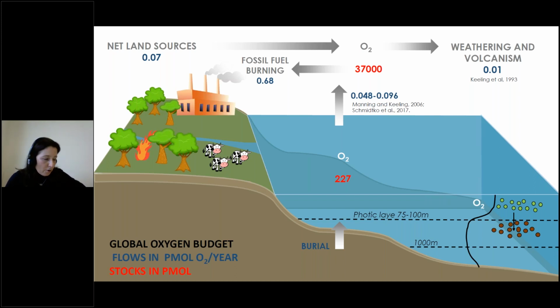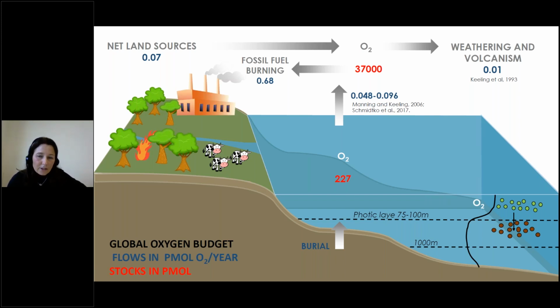And for the source of oxygen, we have a net land source that comes from the biosphere. For the ocean, roughly, we have an equilibrium between the amount of oxygen produced by photosynthesis and the amount of oxygen consumed by respiration over the whole ocean, except for a small burial rate that will consist in a source of oxygen for the atmosphere afterwards.